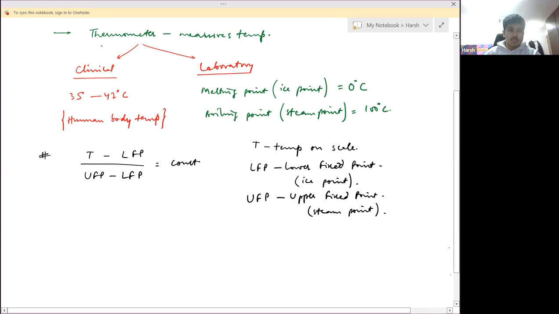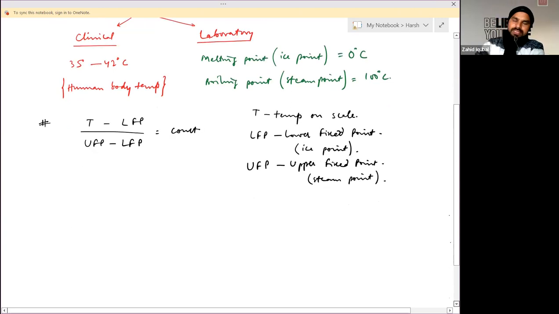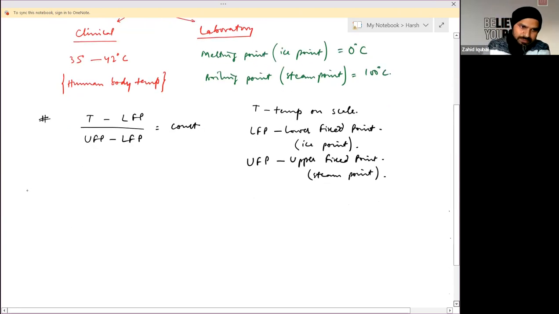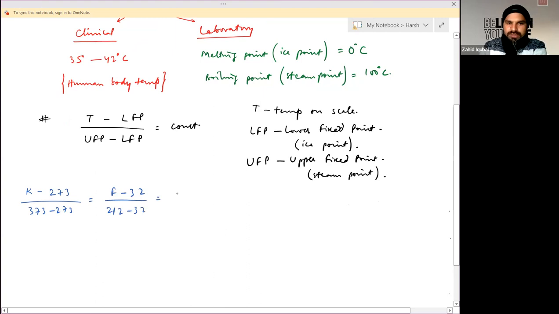Now, related to this part, let me define different scales. First, for the Kelvin scale, it will be K minus 273 divided by 373 minus 273 equals, for Fahrenheit, F minus 32 divided by 212 minus 32. For Celsius, it will be C minus 0 divided by 100 minus 0.